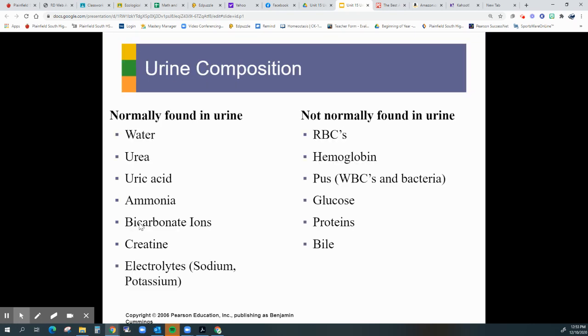Composition of urine. These are all the things that normally should be found in urine. Obviously water, urea, uric acid, ammonia, some bicarbonates, creatine, and then there should be some electrolytes, sodium and potassium, in there.